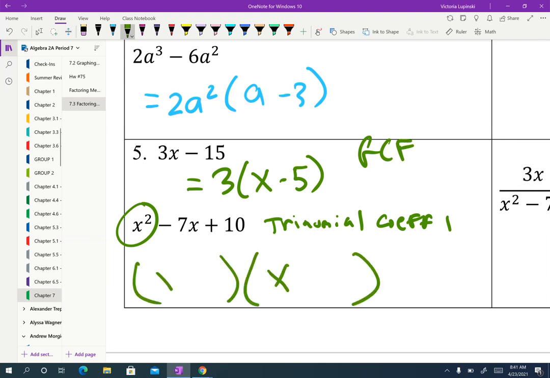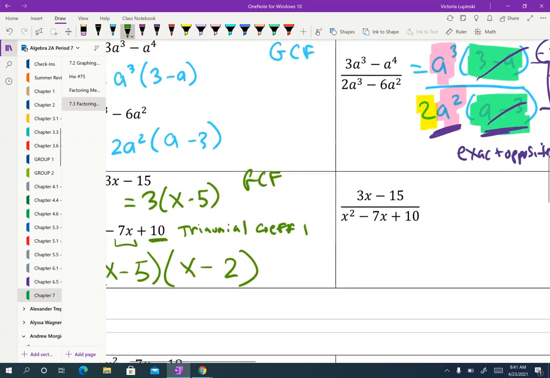If you have a trinomial with a coefficient of 1, you're going to have 2 parentheses, whatever the variable is. Then you're going to need to find 2 numbers that multiply to be the back and add up to be the middle. So I'm looking at 5 and 2. If they have to multiply to be positive 10 and add up to be -7, we're going to be looking for a double negative. So again, we're going to go over to our right-hand side. We're going to replace the top with 3 times x minus 5, and then x minus 5, x minus 2 on the bottom.